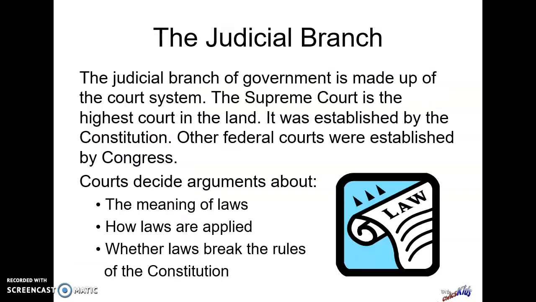The next branch I want to talk about is the judicial branch, and this is the branch that basically is our court system. It's the Supreme Court, the highest court there is, and that's what makes up the judicial branch. There are more than 7,500 cases sent to the Supreme Court every single year, but only about 80 to 100 of those cases are actually accepted. On the Supreme Court, there are 9 justices, and one of those justices is the Chief Justice.